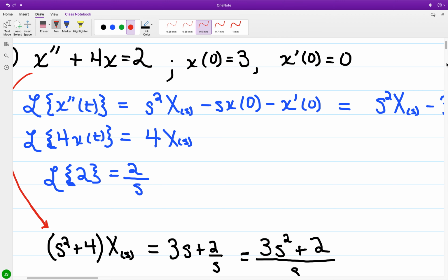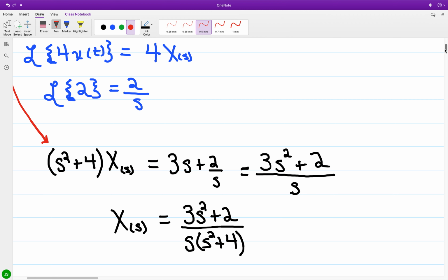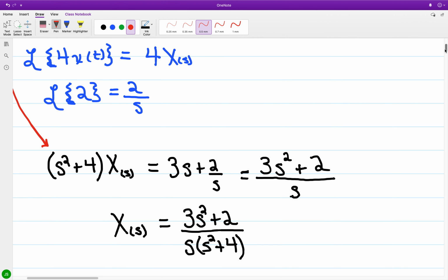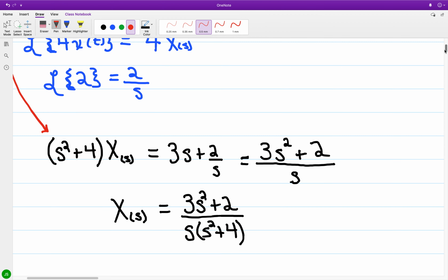So in combining the terms, you have 3s plus 2 over s, and writing 3s in terms of the fraction with the denominator at s, I have 3s squared over s, plus 2 over s. Combining, we have the quantity s squared plus 4 times x of s is equal to 3s squared plus 2 over s, and isolating the Laplace transform variable x of s, we have 3s squared plus 2 all over s times the quantity of s squared plus 4.